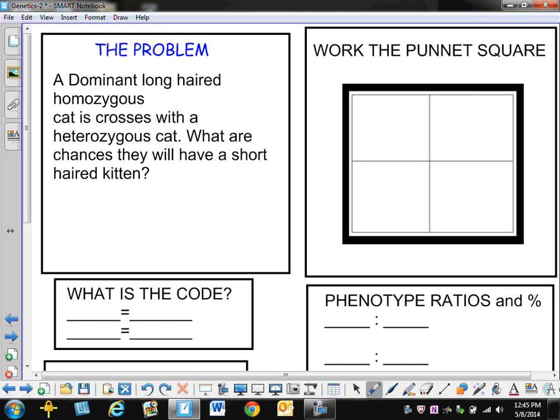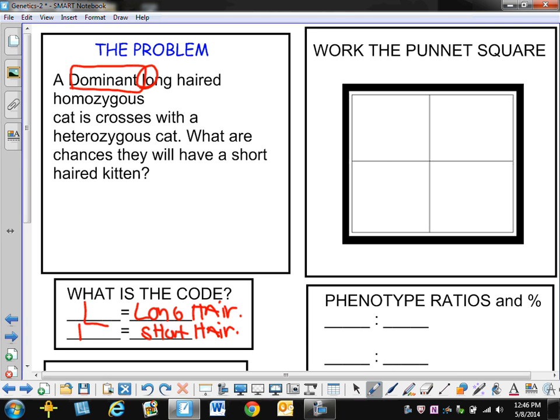But let's start with this. I gave you this system of these boxes. If you learn to do it this way, you'll never make a mistake, so they'll be really easy for you. You look for the word dominant. What's dominant here? Long hair. So we can write our first code: big L equals long hair. If big L equals long hair, what's going to equal short hair? Little l. Little l equals short hair.